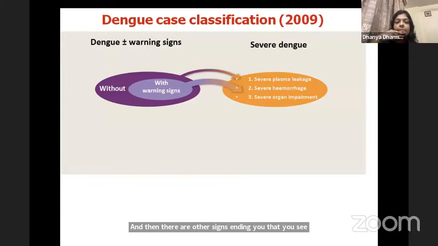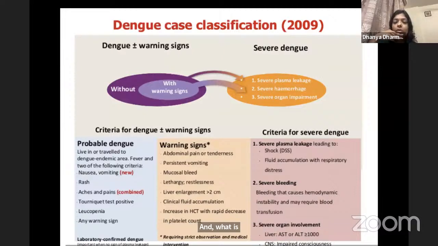For the purpose of management, as per the recent classification, dengue has been classified as dengue without warning signs, with warning signs, and which can progress into severe dengue. We already talked about what we mean by warning signs, but what's important is that we still need to differentiate clinically between who is having severe hemorrhage and who is just having plasma leakage. Also remember that not all patients go into severe plasma leakage.